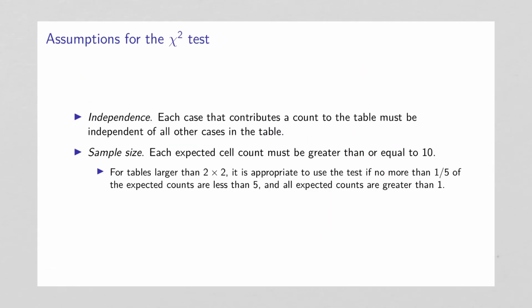Independence. Each case that contributes a count to the table must be independent of all cases in the table. Hint, again, in linear regression, we talked about LINE, or LEIN from the book. Sample size. Each expected cell count must be greater than or equal to 10. Be careful with low sample sizes. It really screws with your statistics. For tables larger than 2 by 2, it is appropriate to use a test if no more than 1/5 of the expected cell counts are less than 5. So this is something that we use in epidemiology a lot. If we have anything less than 5, we don't even analyze it because it's just going to be biased.